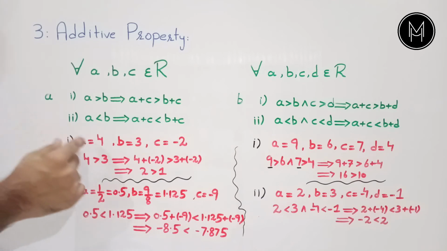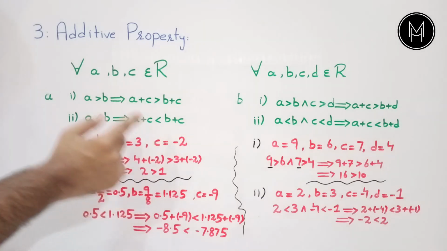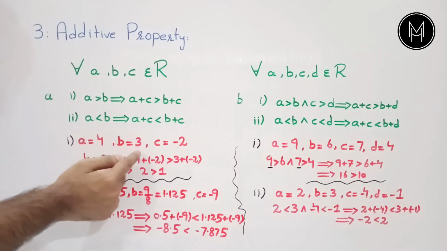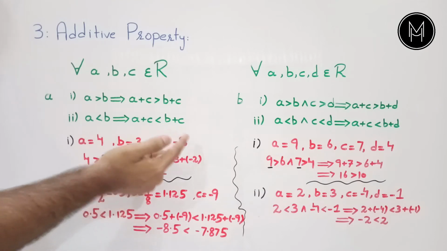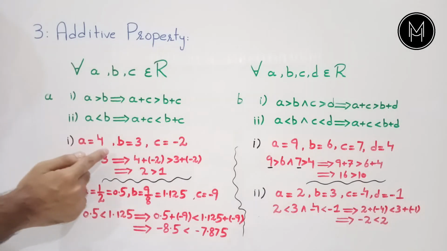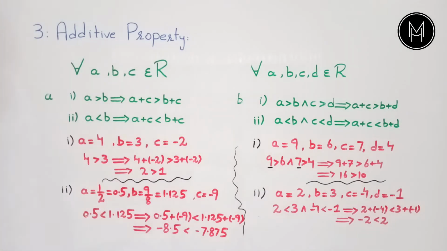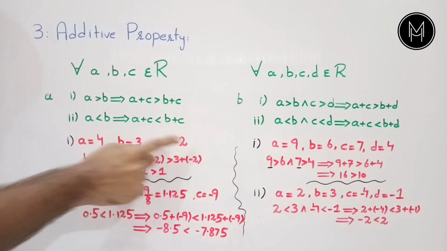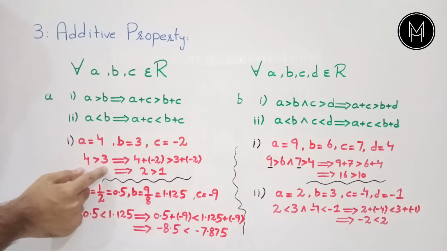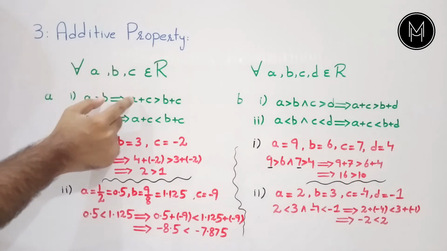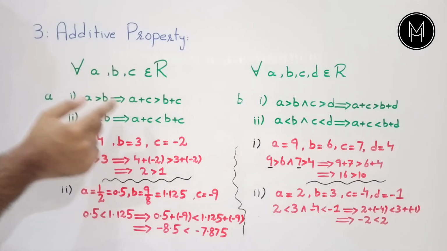For example, let we have three real numbers. A is equal to 4, B is equal to 3 and C is equal to minus 2. We can see 4 is greater than 3. Now we add a common number minus 2 on both sides of inequality to check whether this condition is correct or not for real numbers.